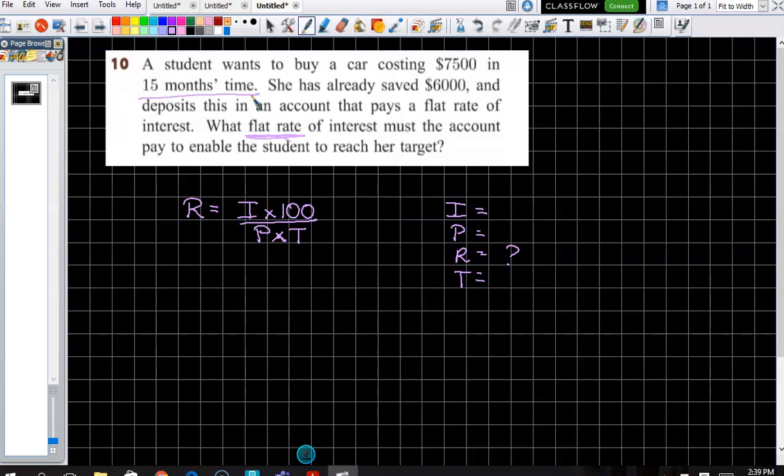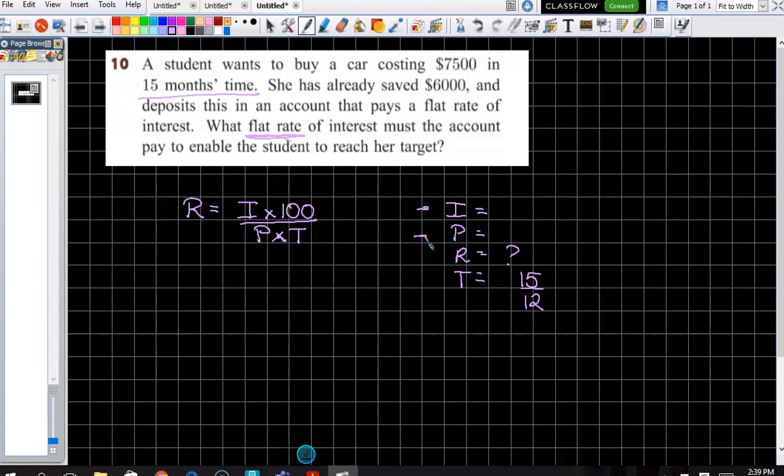Good. You don't put 15. We put 15 over 12. Why is that? Because time has to be in years. Has to be in years. Okay. So what's left? The interest and the principal.